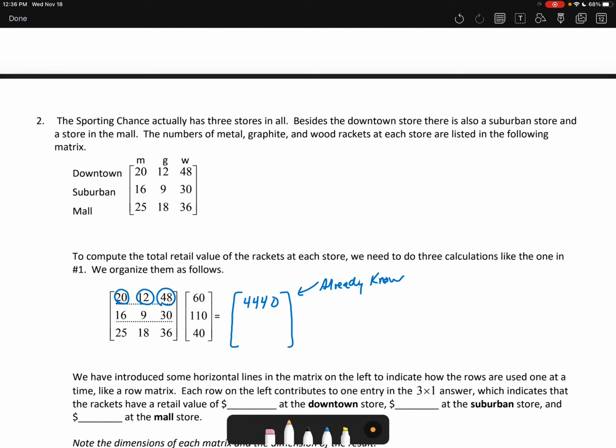So let's see, I'm going to write it out to the side, we need to take now 16 times 60, so across the second row, but down that same column. Add that to 9 times 110, add that to 30 times 40. So I'm going across the second row and again down this column. And when we compute that, and I'm adding that on my calculator right now, we get 3,150.